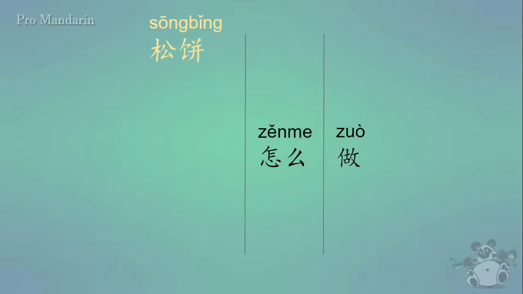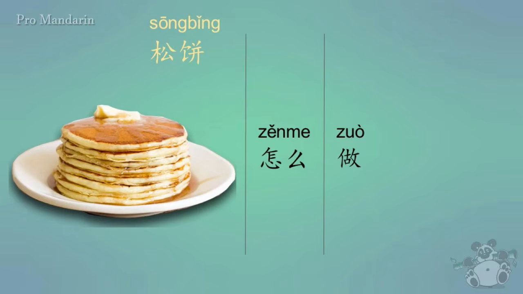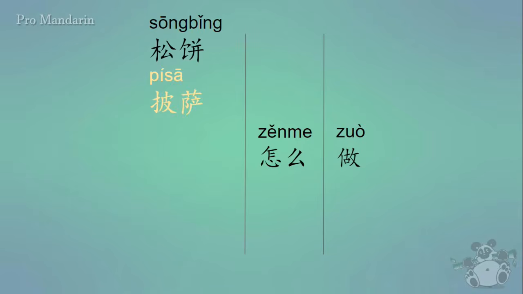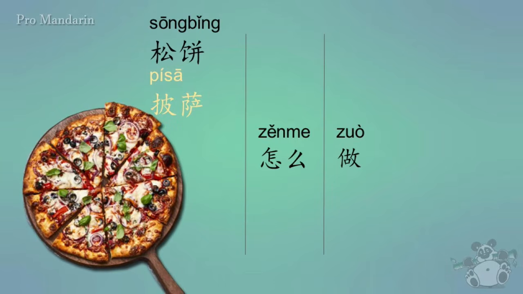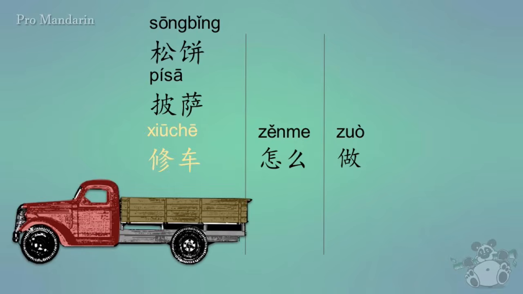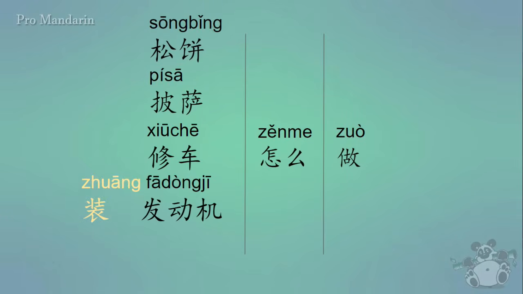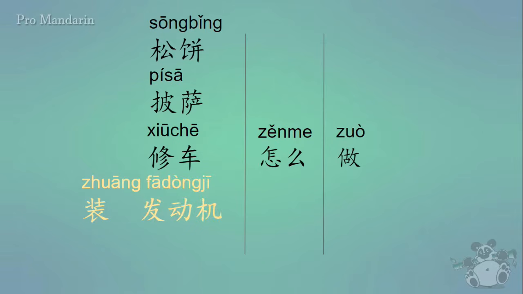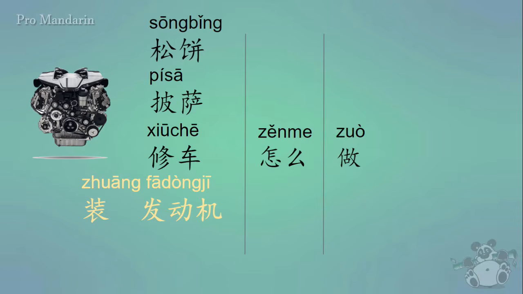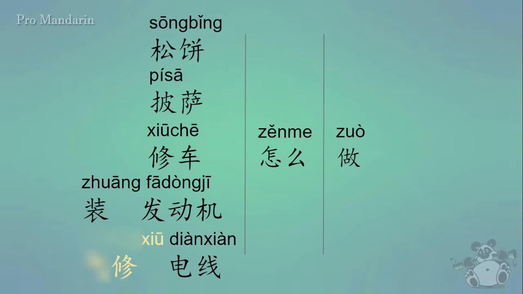Now, 松饼 means pancakes, and then we got 披萨, whereas 披萨 means pizza. Then we got 修车, which means to fix or to repair vehicles. And then we got another verb here, 装, which means to install. So 装发动机 means to install an engine. And then lastly we have 装修, which means to install and or to fix.